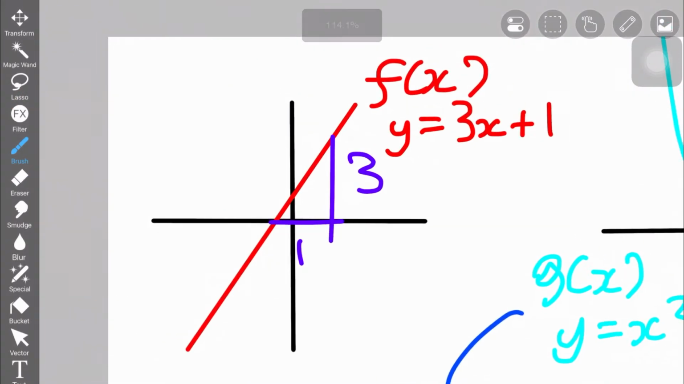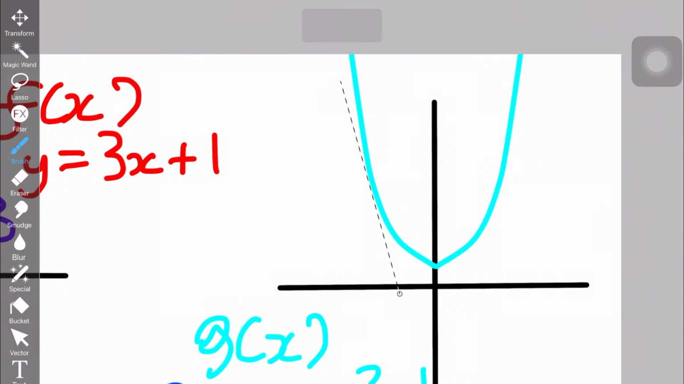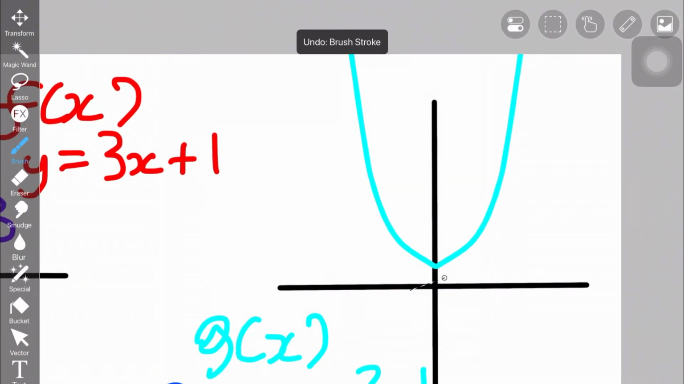Just the difference is f of x has a constant gradient. This never changes. It's always 3. But this, it has a gradient that changes. So let's find its gradient at certain points, okay? And you can have a bunch of straight lines representing these gradients.